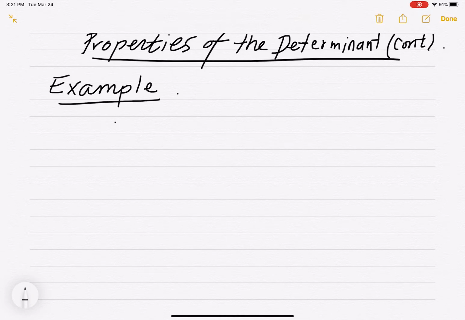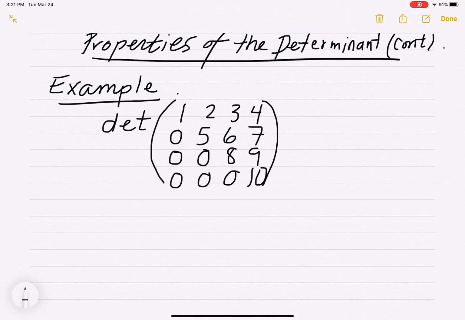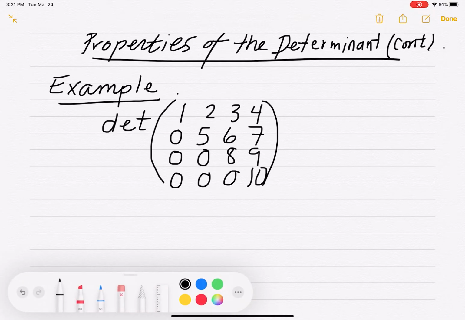Say I have a determinant of the following matrix. Let's do a 4x4, make it fun, right? So I got 1, 2, 3, 4 across the first row. In the second row, 0, 5, 6, 7. Across the third row, 0, 0, 8, 9. And across the fourth row, 0, 0, 0, 10. So normally you say, 4x4 determinant, nasty dude, right? Well, actually, it's not so bad.